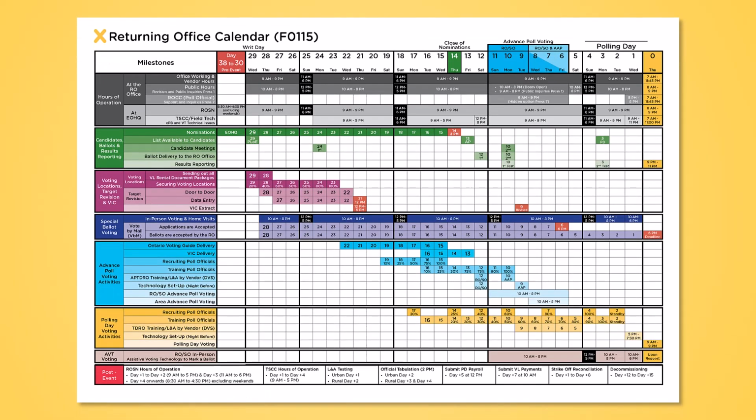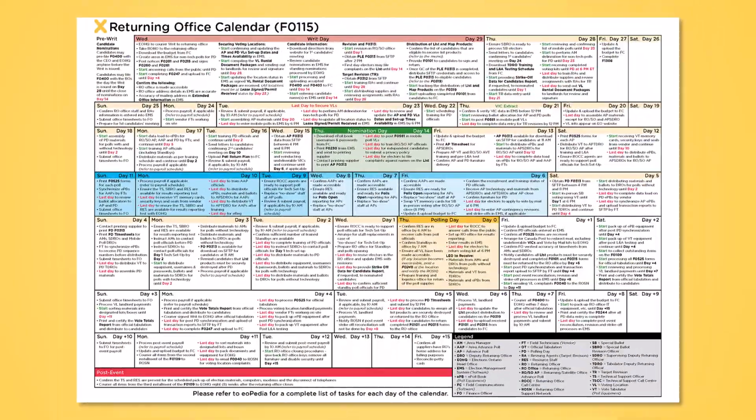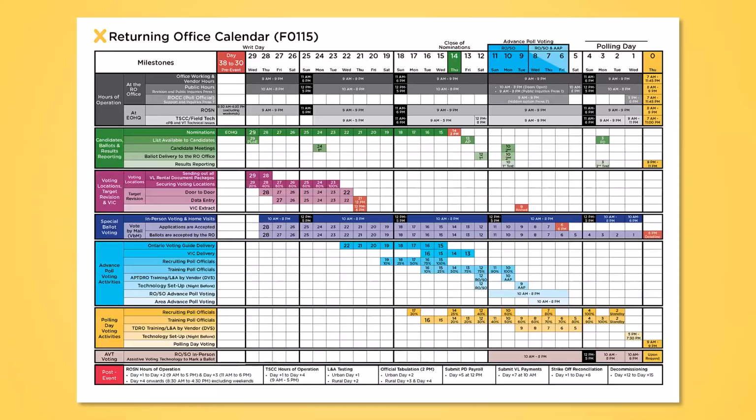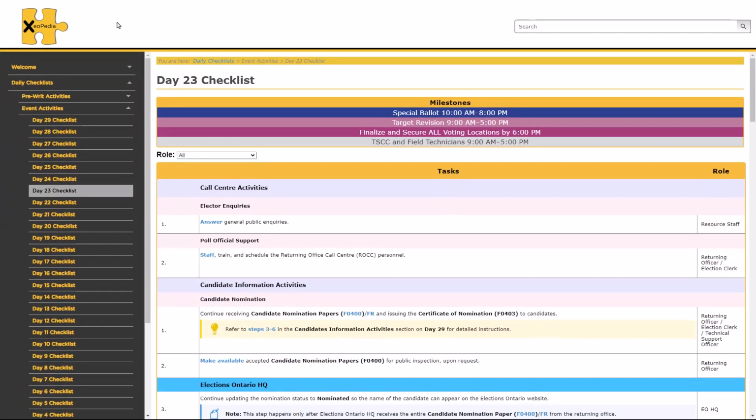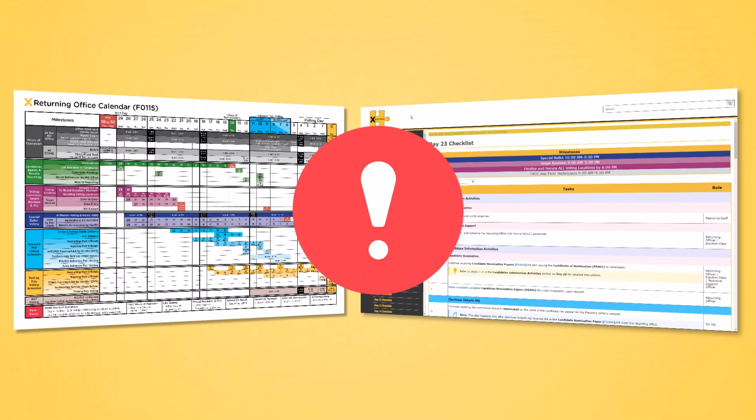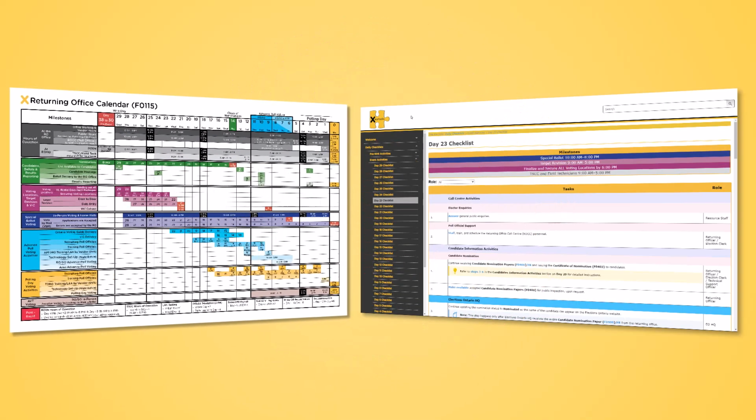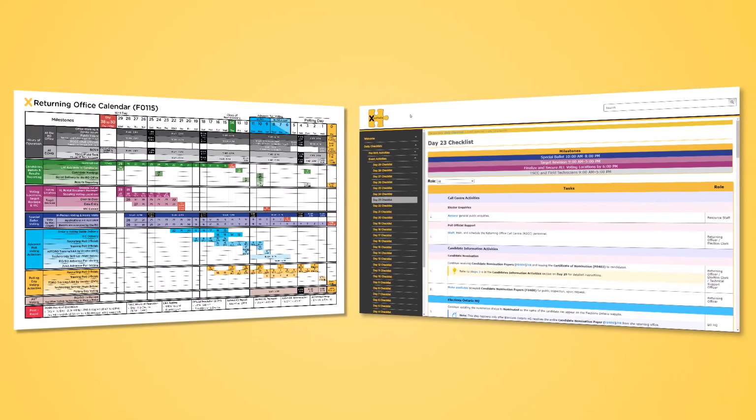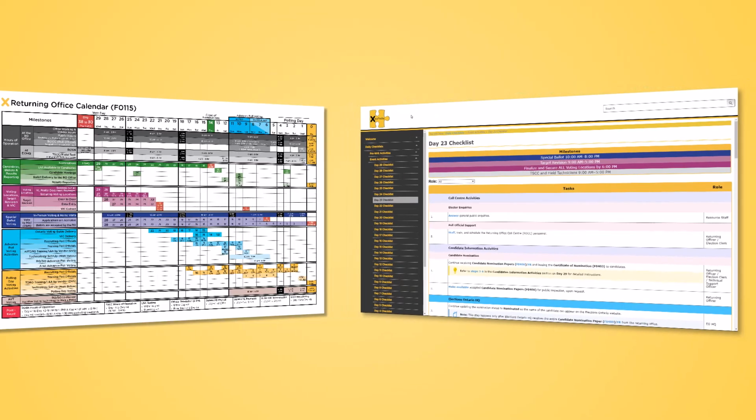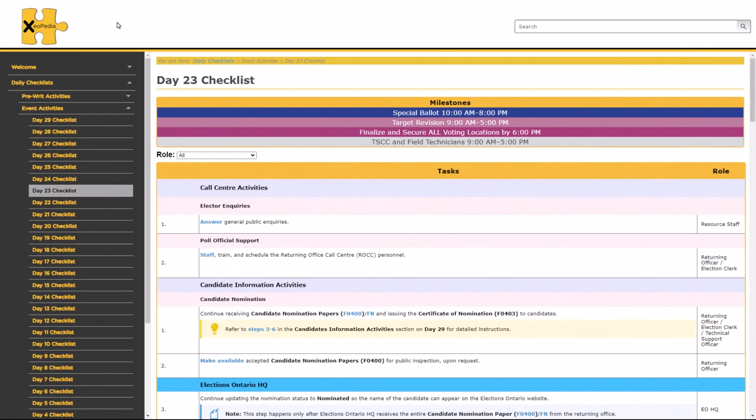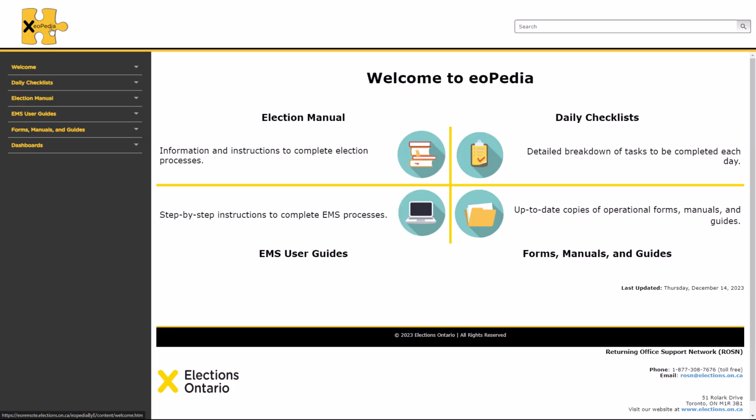The Returning Office Calendar is a great resource for viewing high-level milestones, whereas the checklists provide a detailed list of tasks to complete. Note: be sure to check both the Returning Office Calendar and the checklist specific to your position every day. If at any point you wish to return to the eoPedia homepage, click the puzzle piece in the upper left corner of your screen.